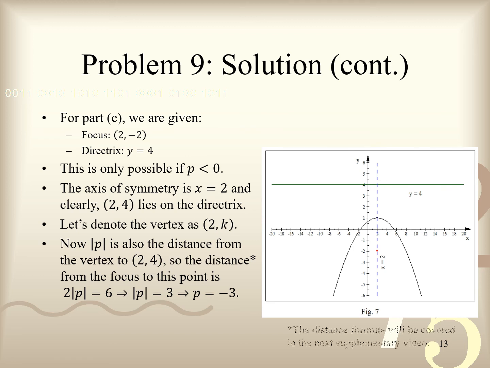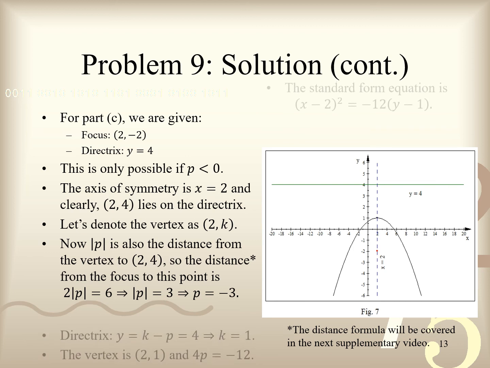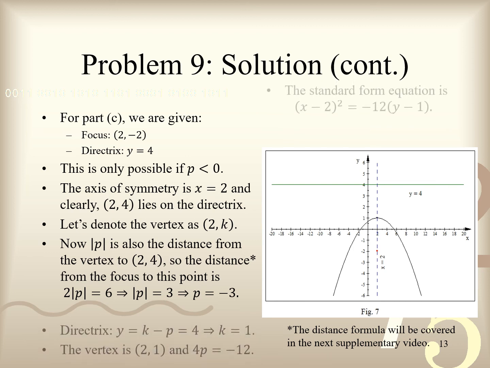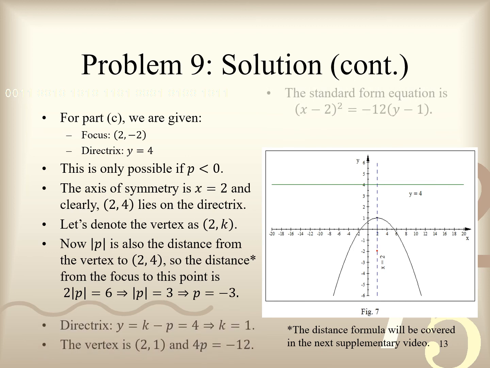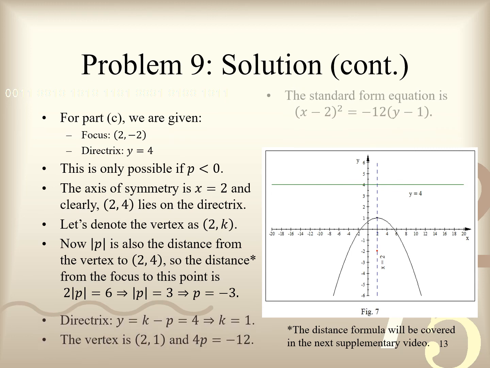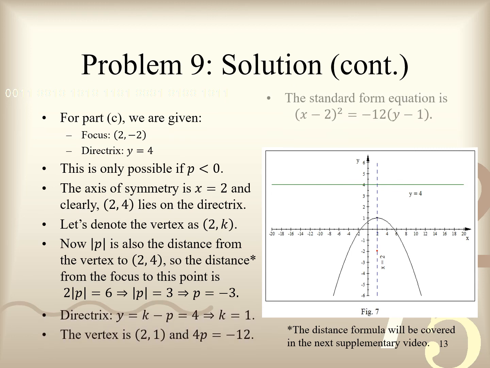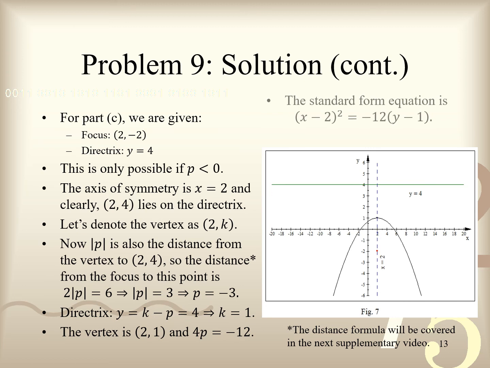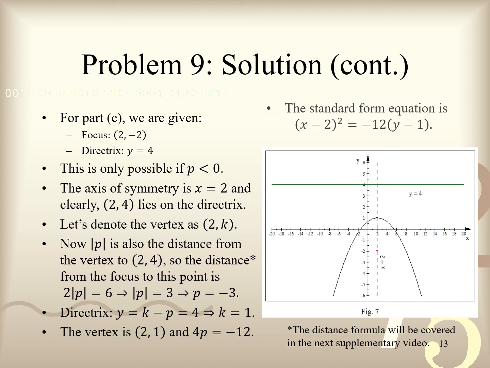So the distance from the focus to this point is twice the focal length, that is 2 times the absolute value of p, which is computed as 6, and this implies that the focal length is 3, so that p equals negative 3. I leave you to verify this using the distance formula. From figure 4, the equation of the directrix tells us that k = 1. So the vertex is the point (2, 1), and 4p equals negative 12.